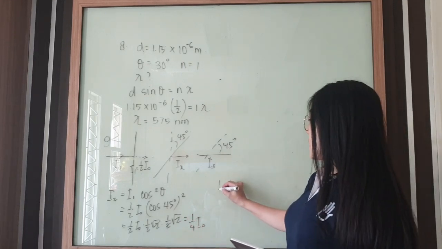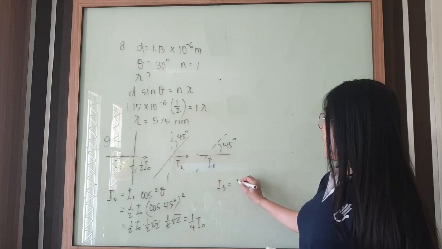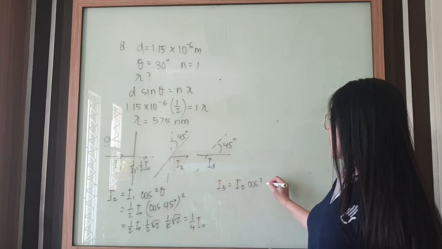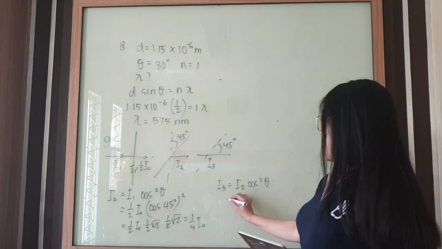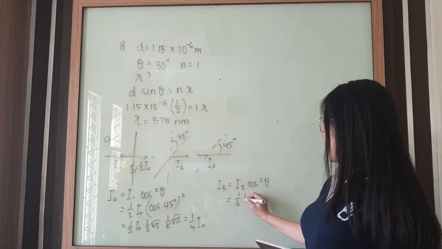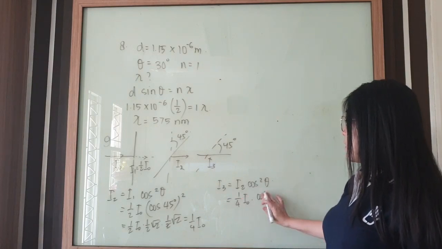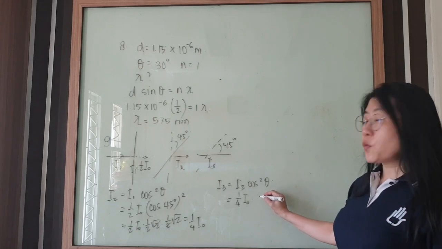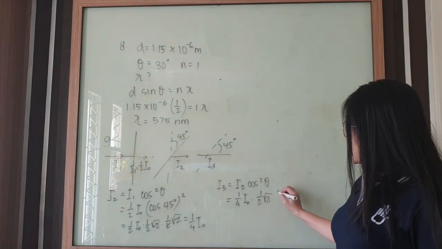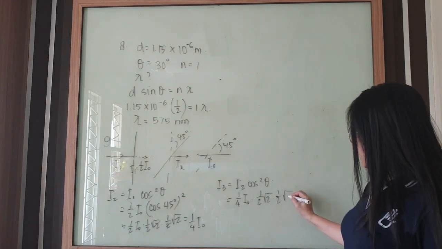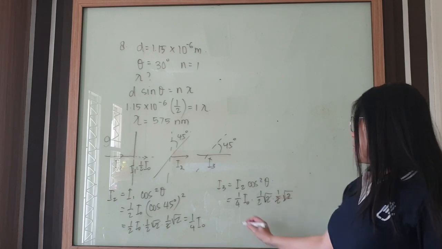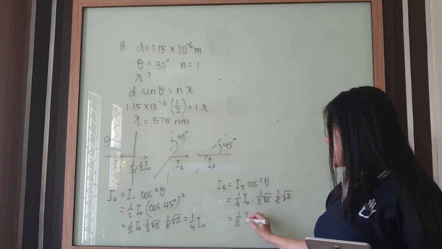And then I3 is equal to I2 times the cosine squared of theta. And this will be 1/4 I naught times the cosine of 45 degrees squared. A half times the square root of 2, a half times the square root of 2. So I have 1/8 I naught.